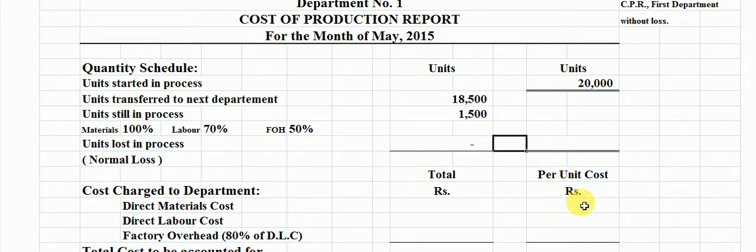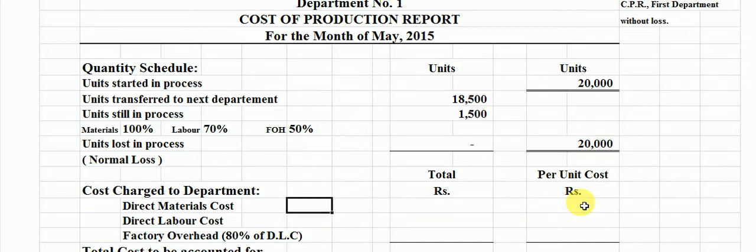Now we add both the figures here. This is also our 20,000 units. Both figures are matching each other. This figure and this figure should always match. Now students, we move to the next section, cost charged to department.